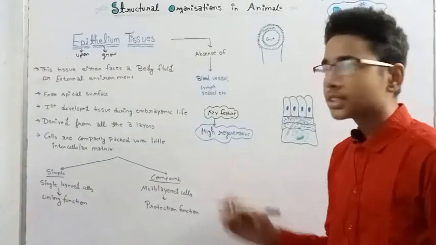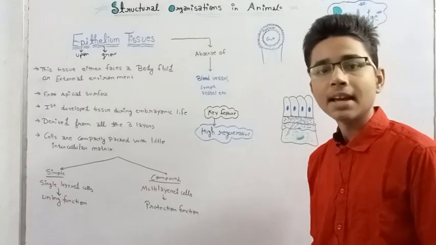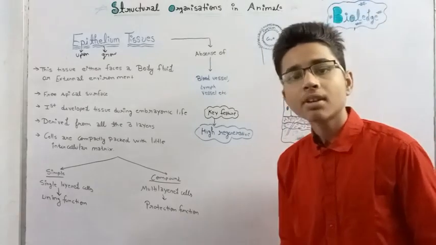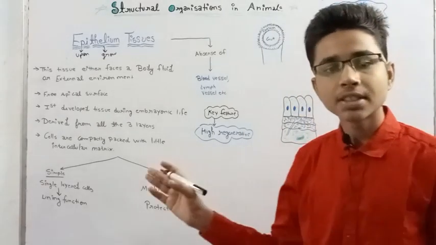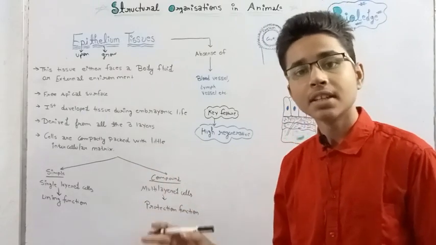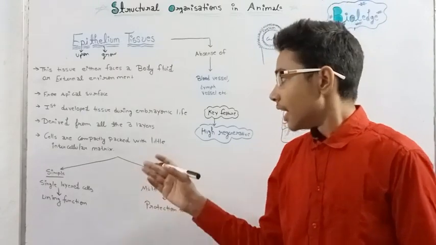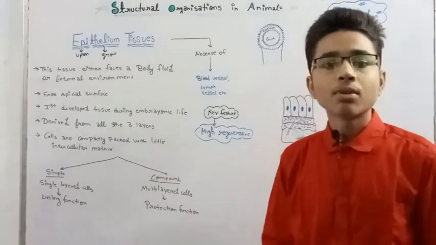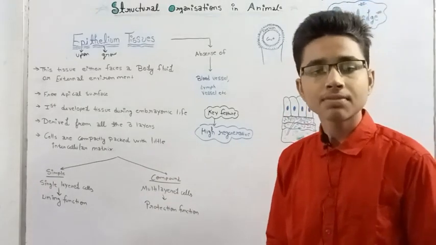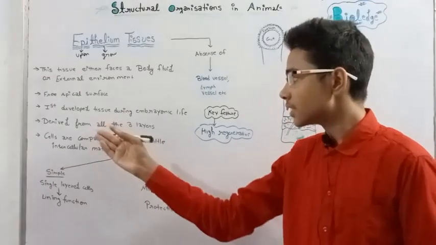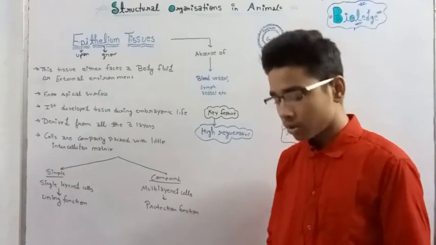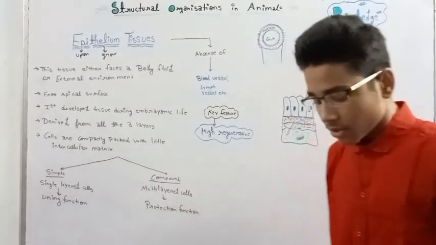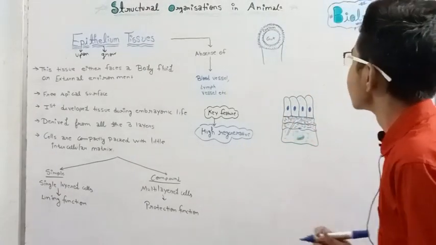They are the first tissue derived during embryonic life. When our life as a baby starts, they are the first kind of tissue to grow. The next feature is that they are derived from all three germ layers. Let's understand the meaning of this line by an example.